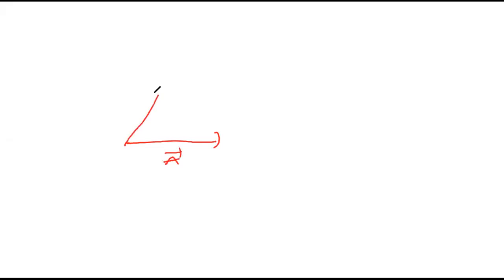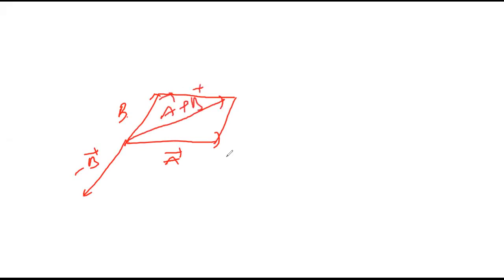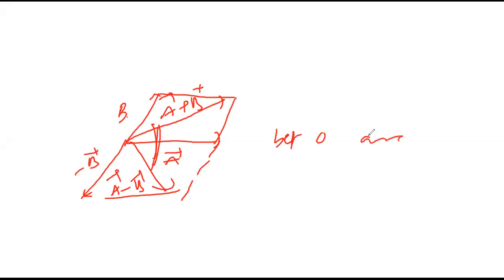Because if this is A and B, this becomes minus B. This is our diagonal, which is A bar plus B bar, and this is the other diagonal, which is A bar minus B bar. So this is between 0 and 180. Draw the diagram and then write the option so that things are better.